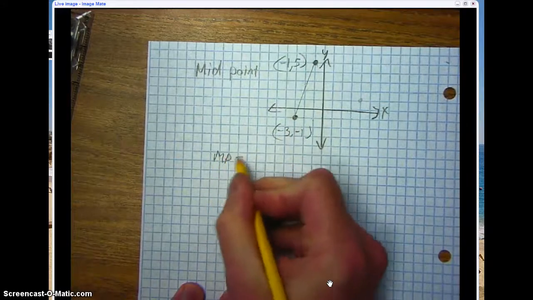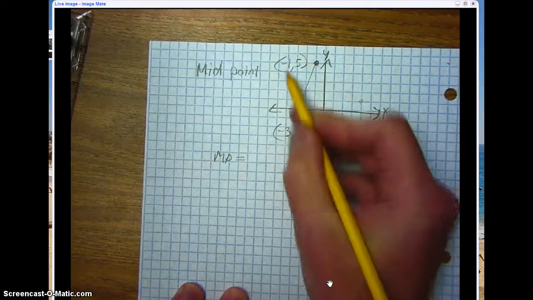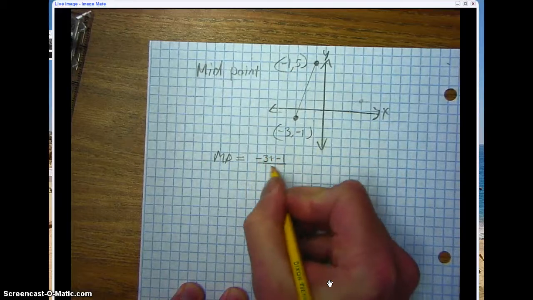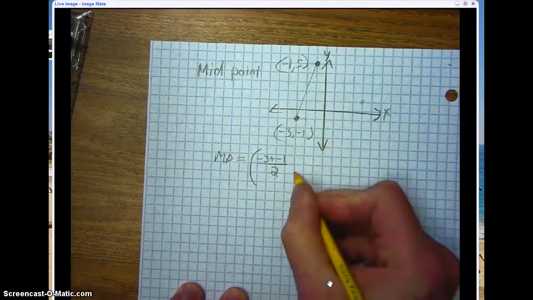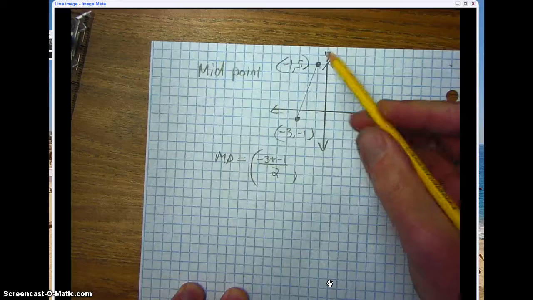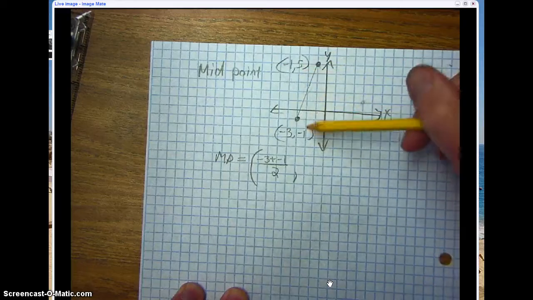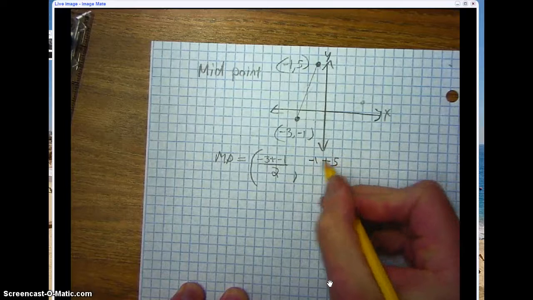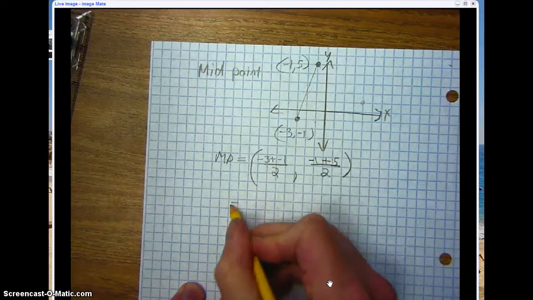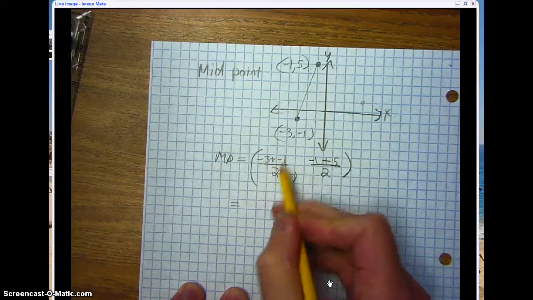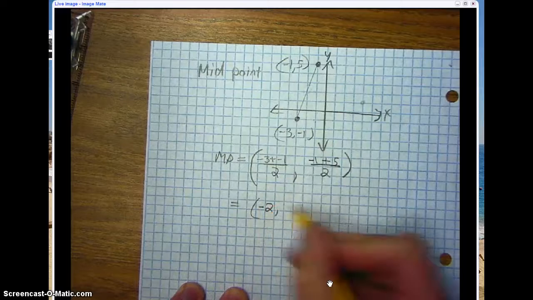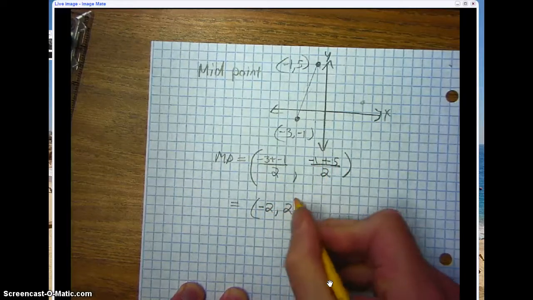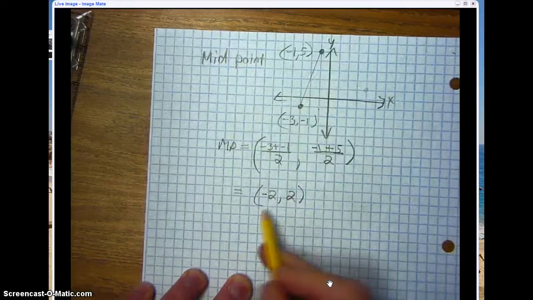So midpoint equals, you add the x values, negative 3 and negative 1, and divide by 2. Big parenthesis because it's an ordered pair. You add the y values. The y values are negative 1 and 5. So negative 1 plus positive 5, divide by 2. Now simplify. Negative 3 plus negative 1 is negative 4 over 2, which is negative 2. Negative 1 plus 5 is 4. 4 divided by 2 is 2. That is an ordered pair that should be the middle of this line.